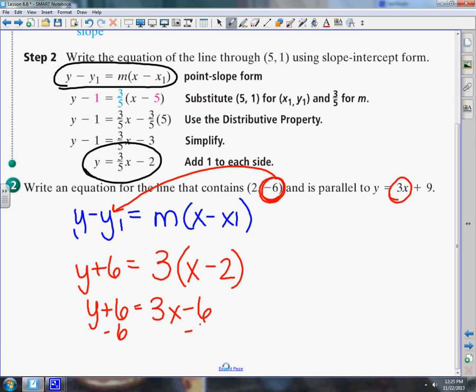I'm going to subtract 6 from both sides, so then you get y equals 3x minus 12. And that is parallel because you have 3x and you have 3x.